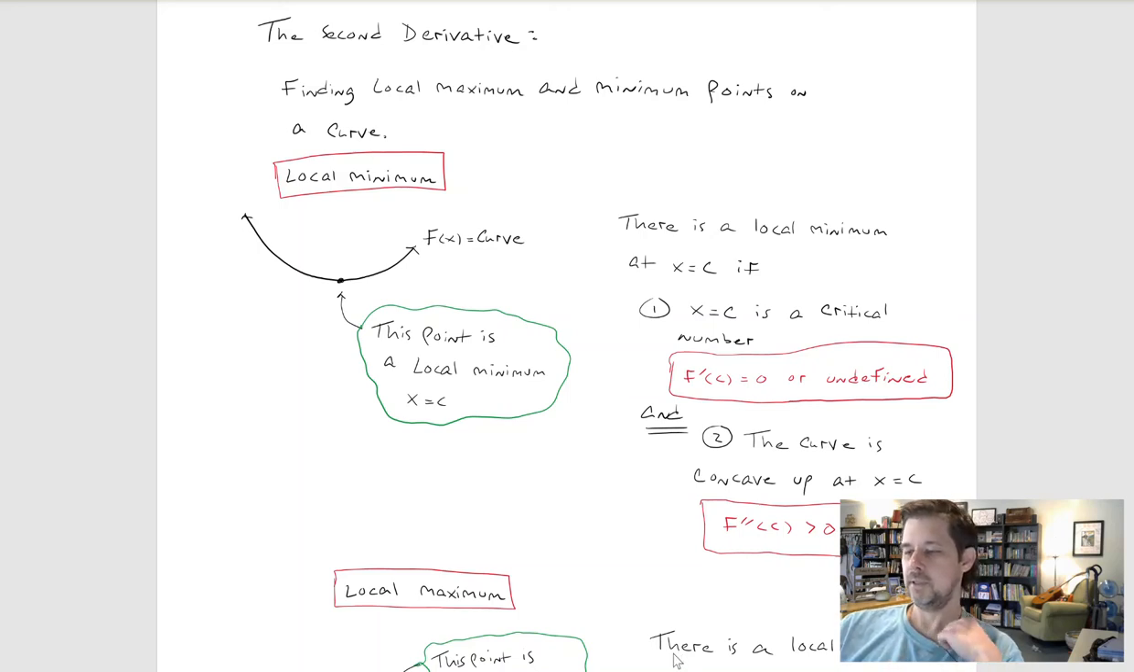All right, everybody. So this will probably be the last video for today, but I plan on making another one to extend this topic a little further tomorrow. But for now, let's talk about the second derivative and how we can use it to find maximum and minimum points on the curve. Okay.